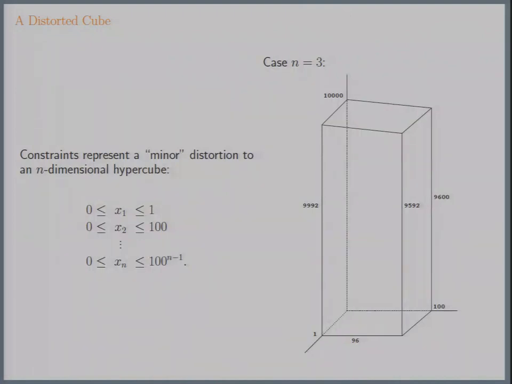This is from 0 to 1 here. This is from 0 to 100 here. This is from 0 to 10,000 here. So it's not a cube in the sense of having the same size in each direction. But furthermore, it's not exactly a cube because the heights are not all the same. This is 9,992, 9,592, 9,600, this is 96, and so on. But it's almost a cube.